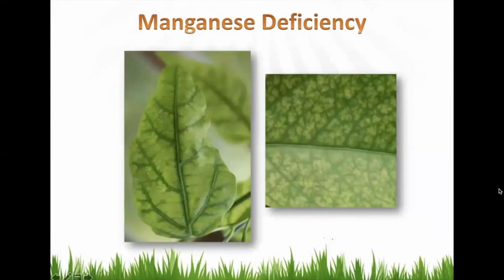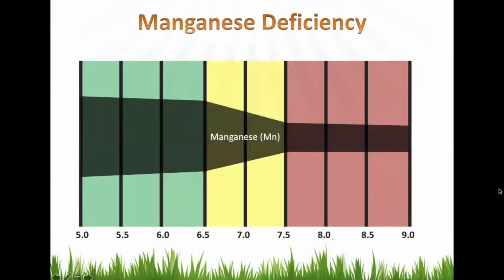Here we have manganese deficiency again, and you can see all throughout the veins, all of the veins are still green. So that's why they say interveinal chlorosis, because it's in between the veins that this is occurring. And that's where they get that interveinal, because the veins are still green. And this occurs with pHs above 6.5, but gets extremely bad with pH above 7.5.